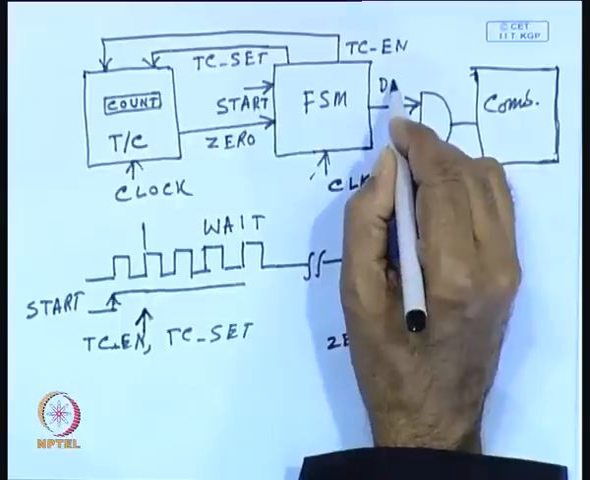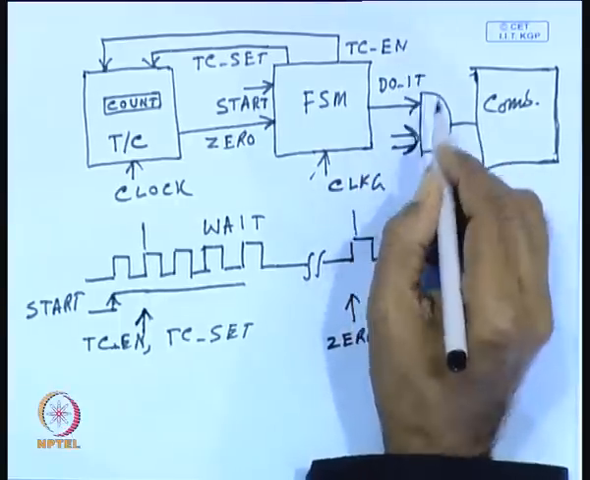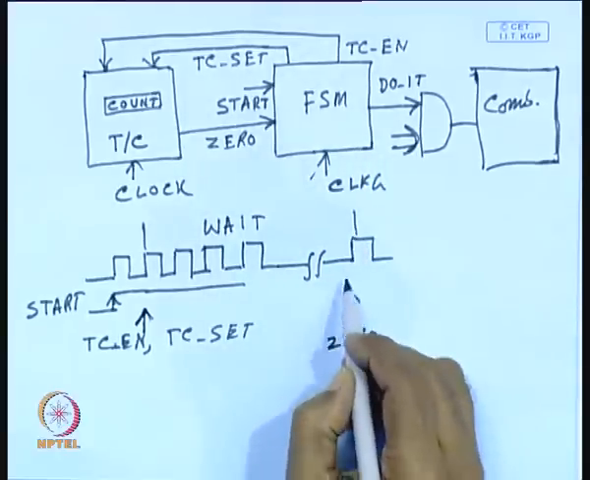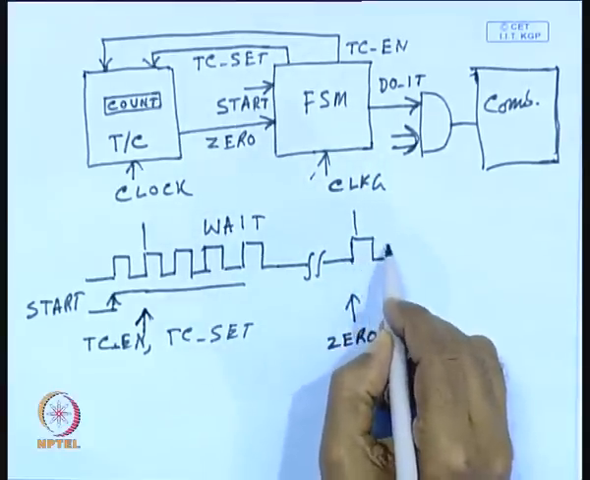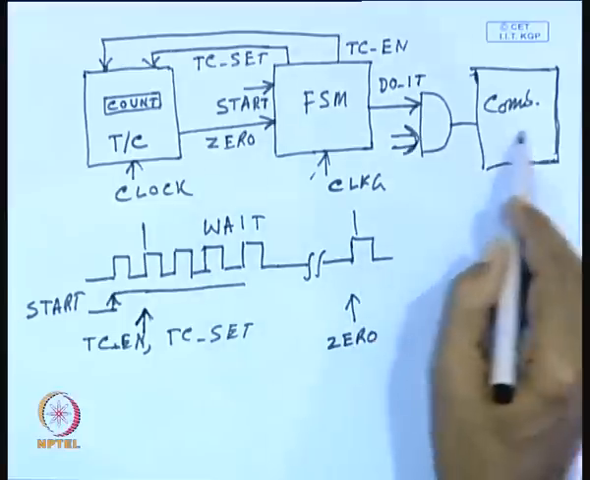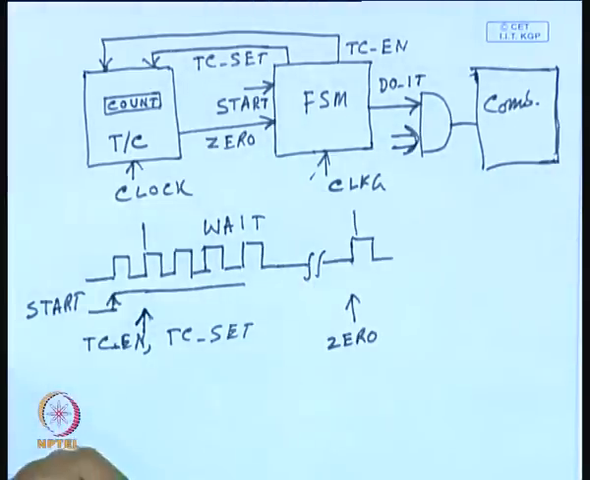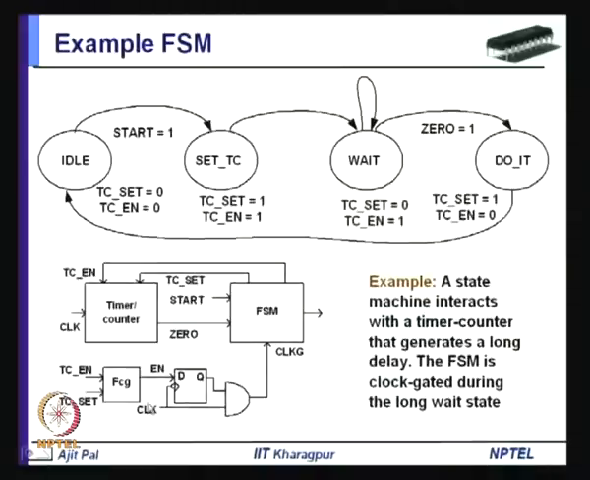So, the output signal can be in the do it state. In this do it state, this is generated, and only when this 0 signal is received, the output signal is generated that goes to the combinational circuit. So, power is saved here, power is saved in the FSM as well. So, this is being illustrated here.